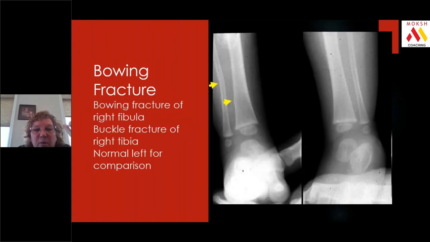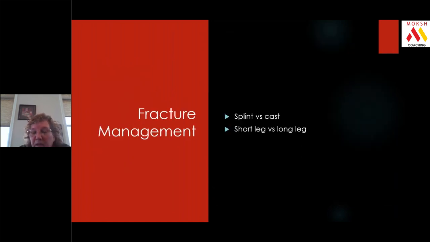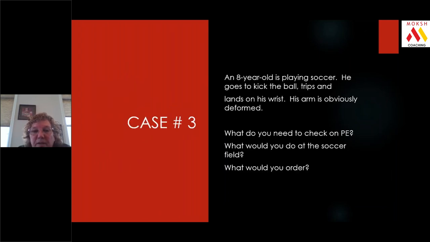And this one is a bowing fracture. So can you see how the fibula is curved? And that's another incomplete fracture. And you've also got a buccal fracture of the tibia, which is that second arrow pointing at where that little point comes out. And usually we're just going to cast these kids, immobilize them, and then follow them up.